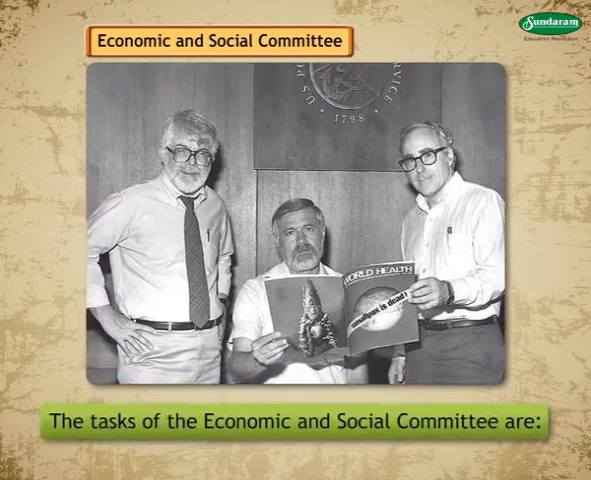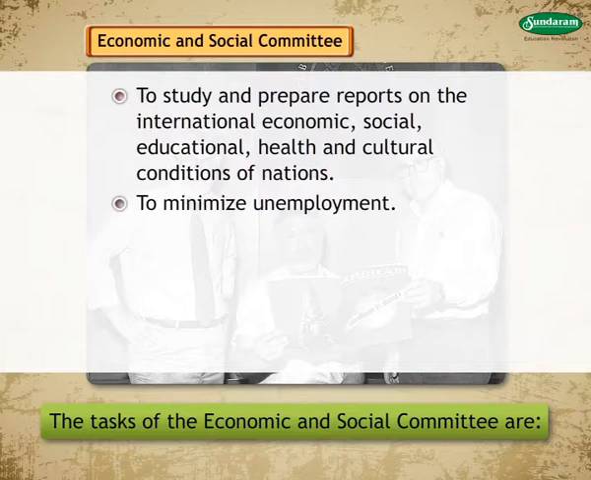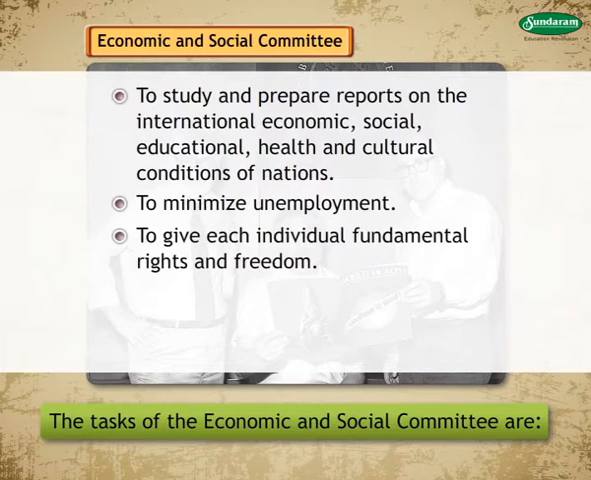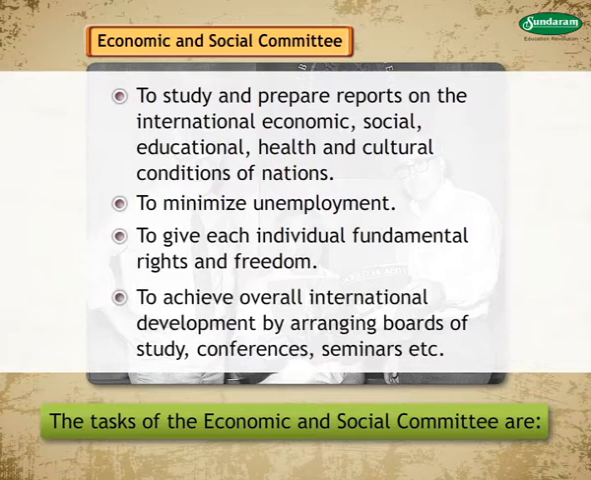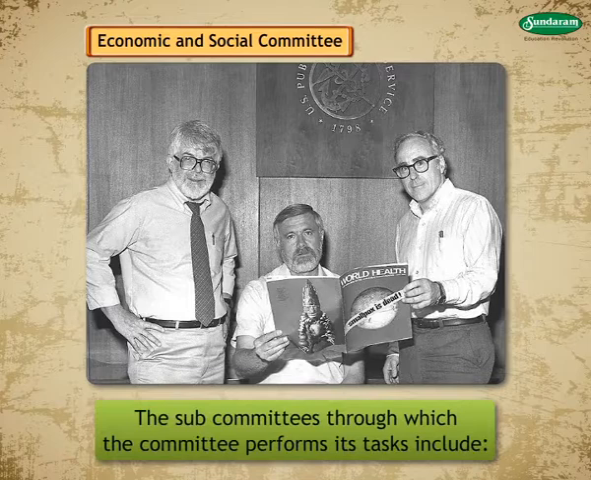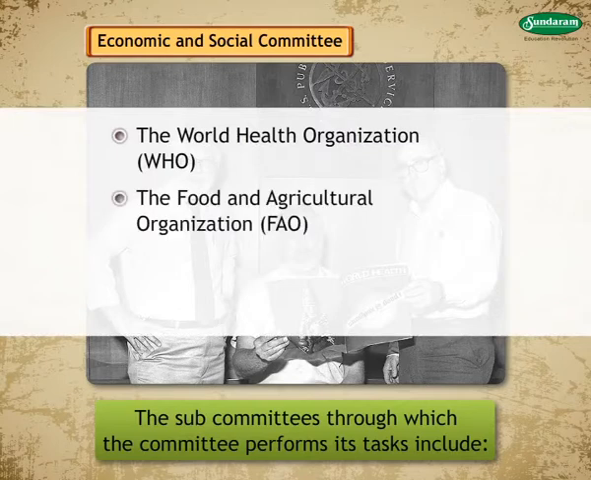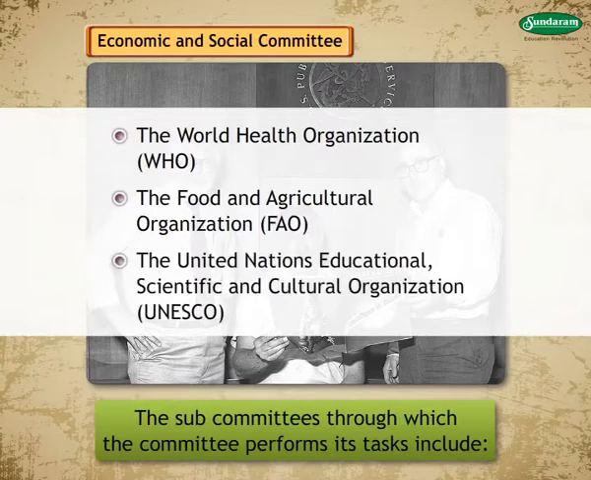The tasks of the Economic and Social Committee are to study and prepare reports on the international economic, social, educational, health and cultural conditions of nations, to minimize unemployment, to give each individual fundamental rights and freedom, to achieve overall international development by arranging boards of study, conferences, seminars, etc. The subcommittees through which the committee performs its tasks include the World Health Organization, WHO, the Food and Agricultural Organization, FAO, the United Nations Educational, Scientific and Cultural Organization, UNESCO.